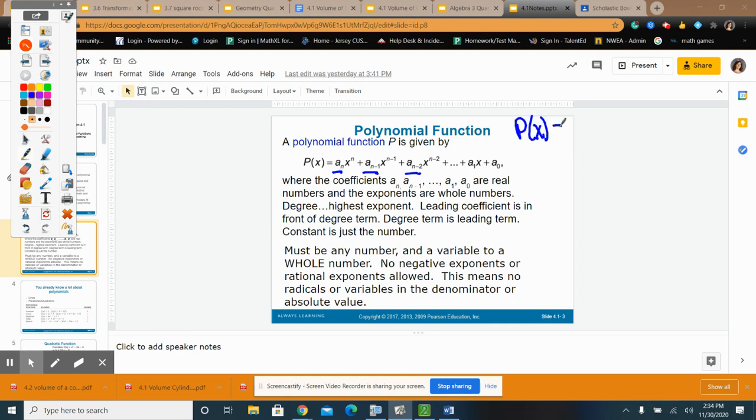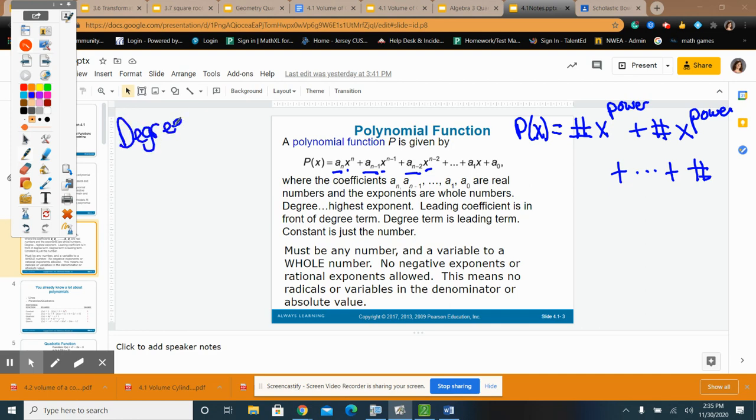It's going to be p of x equals a number, and it doesn't matter what the number is, but there's definitely going to be an x to some power, plus another number, x to some power. And it can go on forever. That's why they used n, because it could start at x to the 100th, x to the 1000th. But you can keep going until you just get plus a number, plus x, and then plus a number. So these are coefficients, the numbers in front of the x's, and the degree, you need to write that down. The degree is what we call the highest exponent.